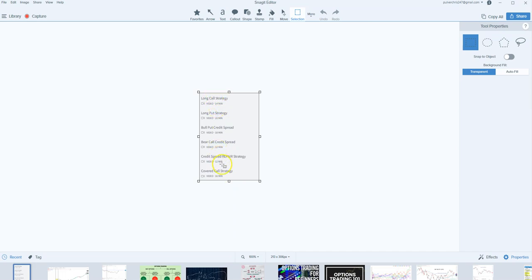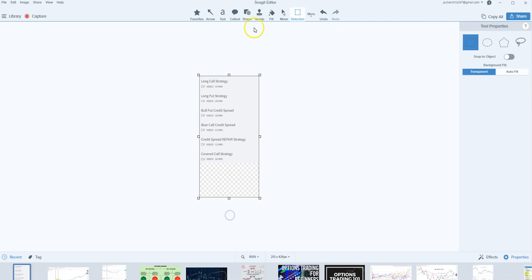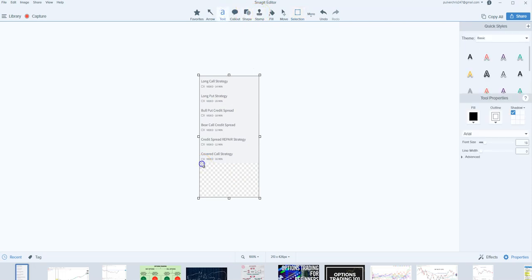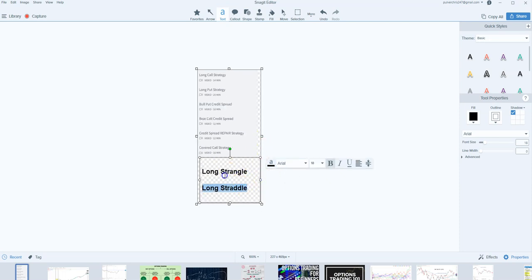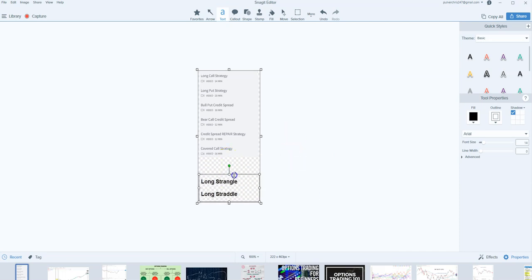Now, what's nice is I'm going to take a screenshot here. I'm going to add in a little bit of extra space. And we incorporate this quite a bit, a long strangle and a long straddle. Okay, so let's make these a little bit smaller. Take this down to like a 14, move this up here. There we go. So now I can fit this in.